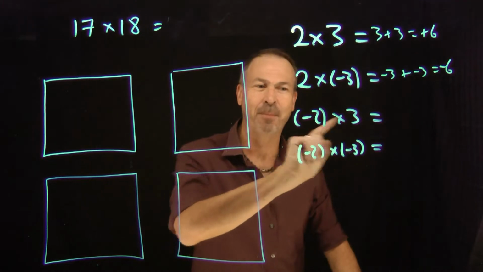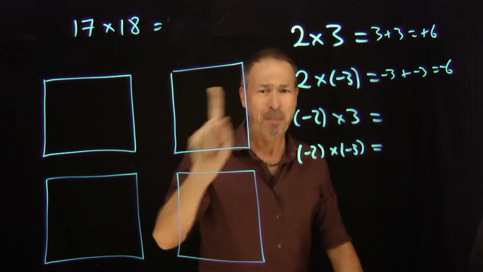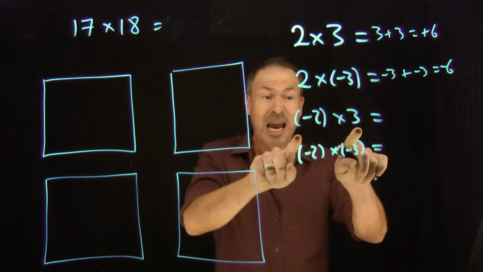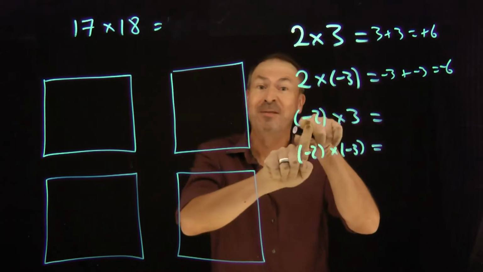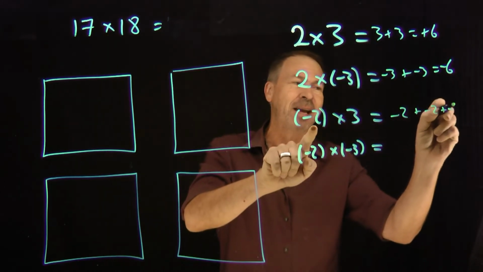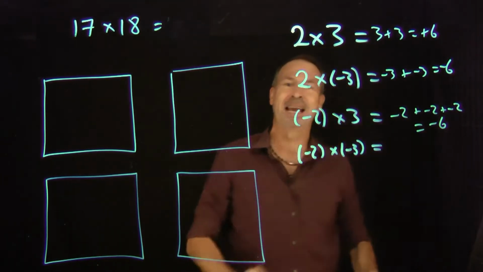Here's a negative times a positive. Negative 2 groups of 3? Makes no sense. But people like to believe that negative numbers should obey the same arithmetic as ordinary numbers, in which case, no, James, just switch it around. Make it 3 groups of negative 2 instead, and you're fine. 3 groups of negative 2 will be a negative 2, and another negative 2, and another negative 2, and yes, negative 6. Negative times positive is negative 6.